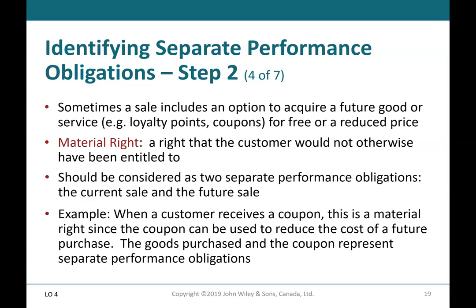Example, when a customer receives a coupon, this is a material right since the coupon can be used to reduce the cost of a future purchase. The goods purchased and the coupon represent separate performance obligations.